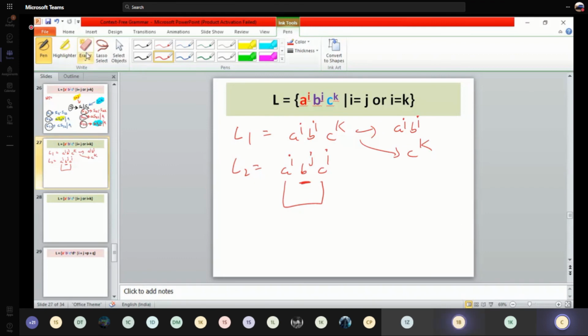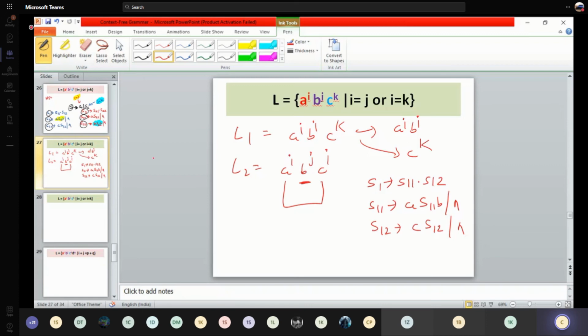So now the L1 language is a combination of two. We can write it like this: S1 gives S11 S12. From S11, we get an equal number of A and B. This is what we have done previously, similar to that, no change, the I equal to J part. We have a concatenation of two different languages, A raised to I, B raised to I, and C raised to K. So we can directly write it like this.